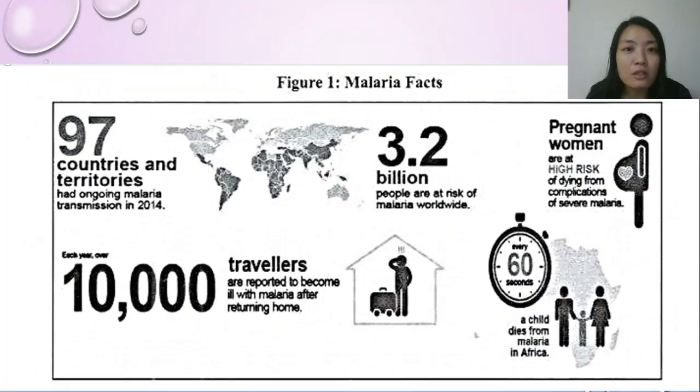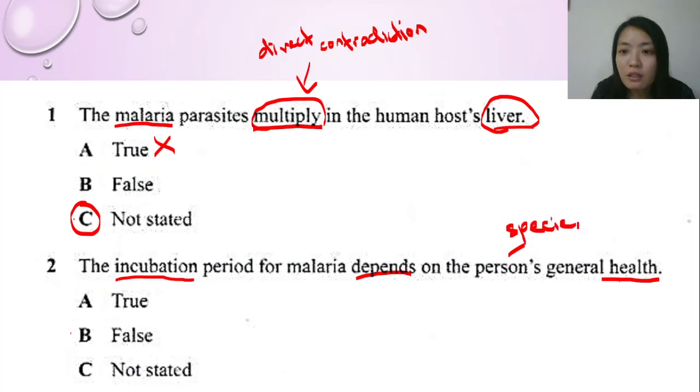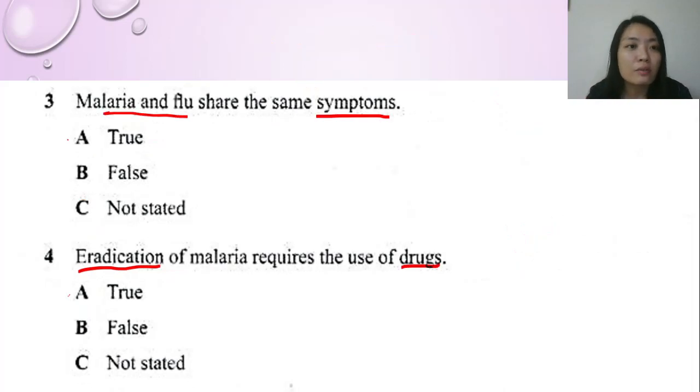Whereas the sentence says it depends on the person's health, but in the text it says it depends on the species. So there is a direct contradiction, totally the opposite. So if that's the case, I choose false. Alright, so you can see here now the difference between not stated and false. This is a very tricky part. Okay, now let's look at the next question.